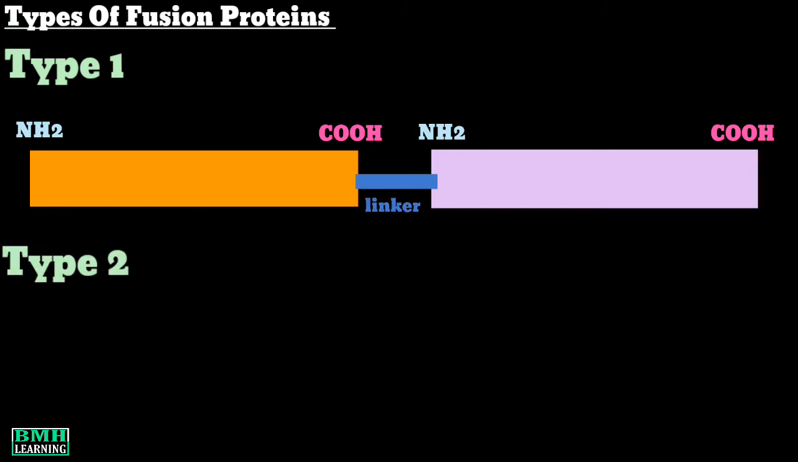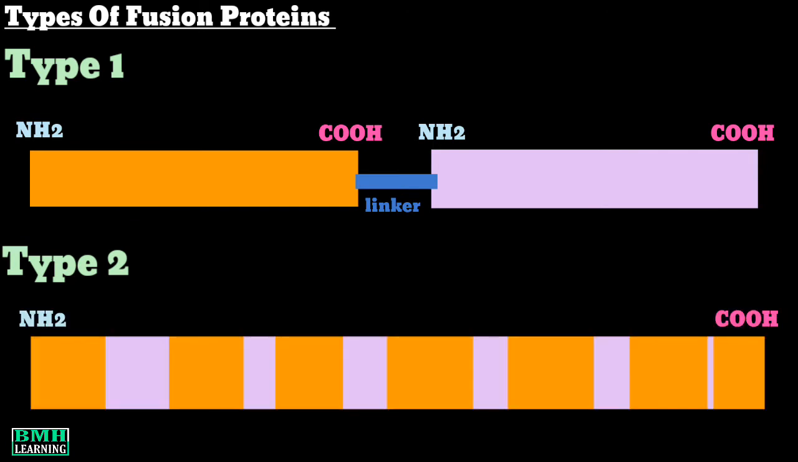Now, type 2 fusion proteins. So in this type, amino acids from both donors are interspersed in the fusion protein product. In simple words, parts of one protein are placed at various positions of the second protein.